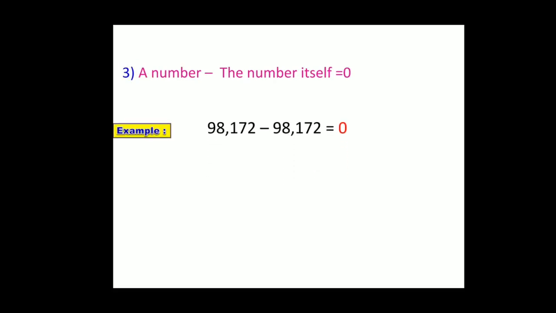Now, the third property says that a number minus the number itself is equal to 0. For example, we have a number that is 98,172. When we subtract with the same number, that is 98,172, it will give 0.